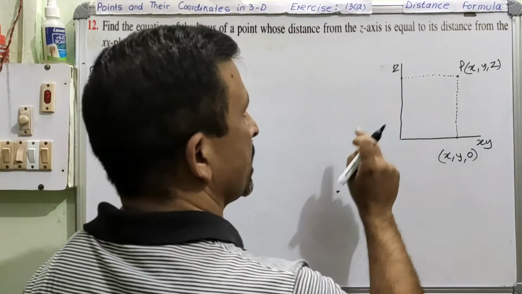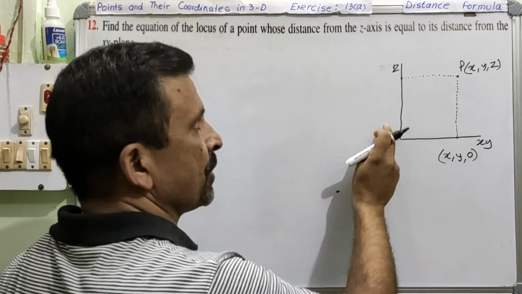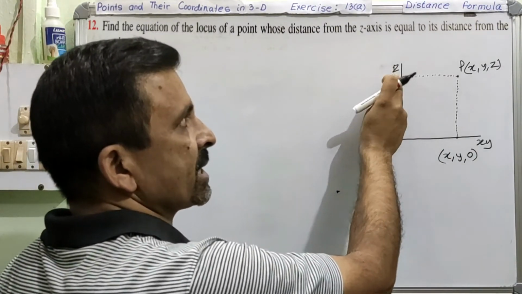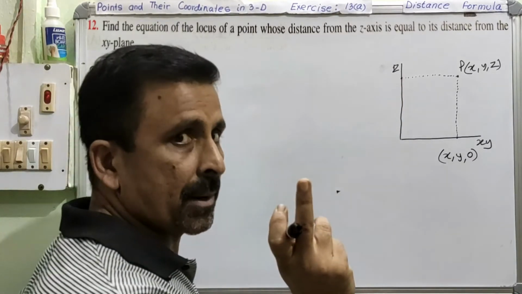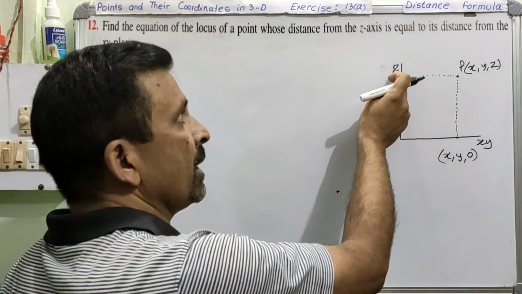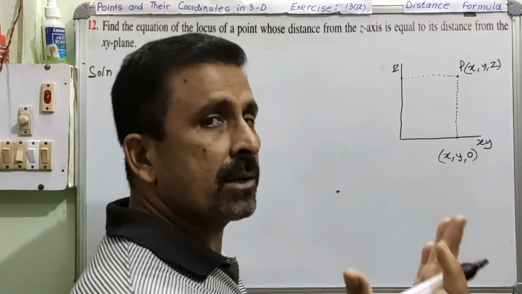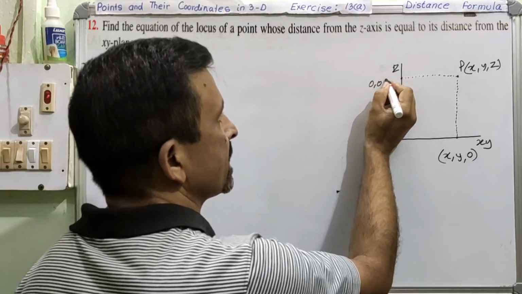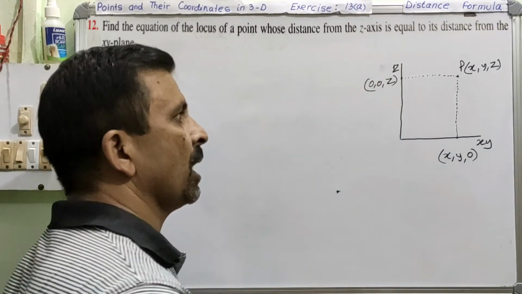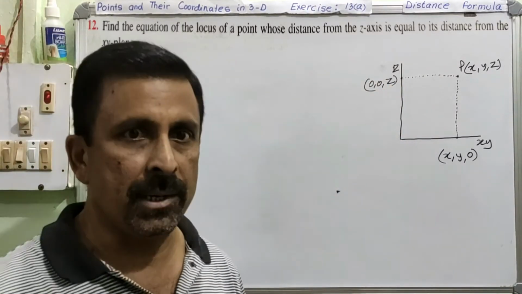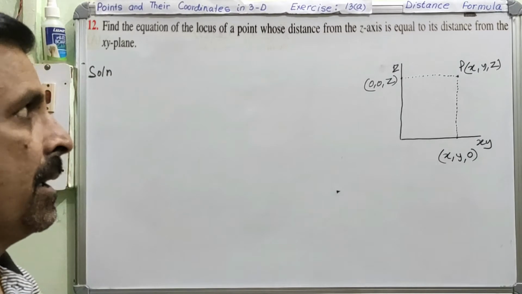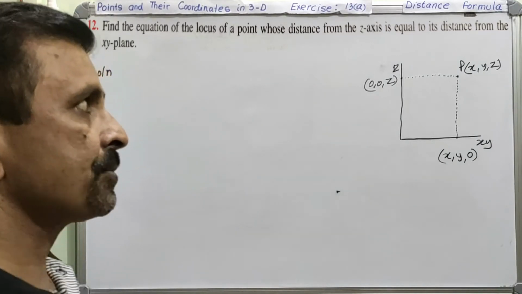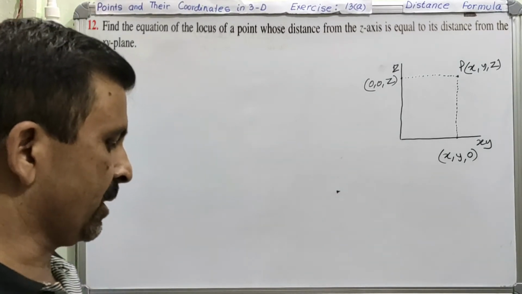Now, look here. This is z axis. So, which two axes are missing? X and y. Therefore, the value of x and y at this point will become 0. So the coordinate of this point will become 0, 0, z. This is how we will get the coordinate of the point. Is it very, very clear? After this, now we are going to write the equation.